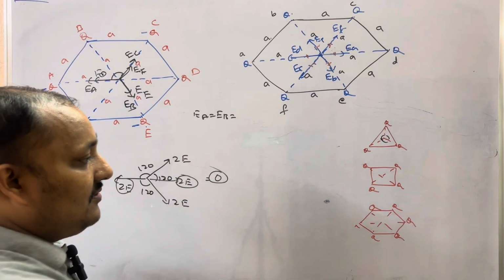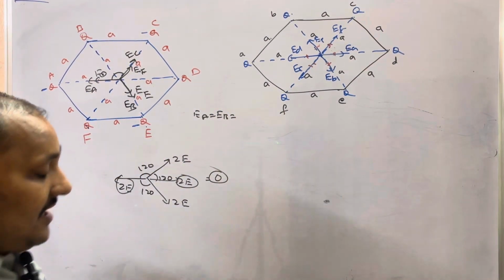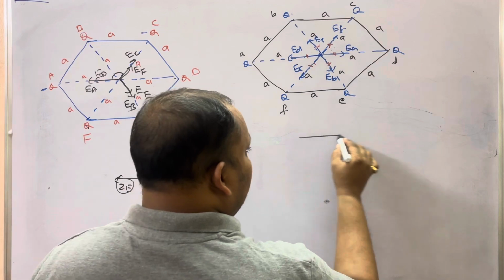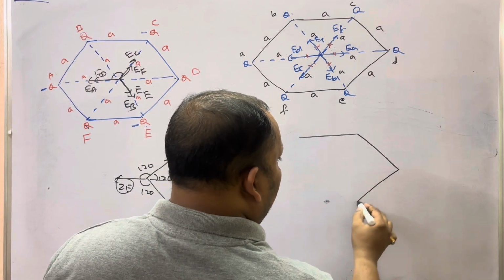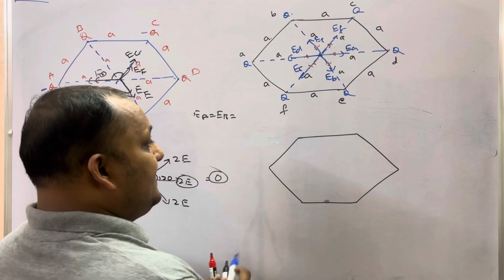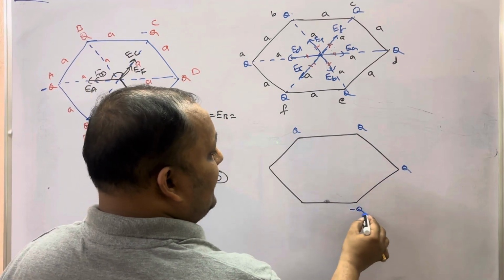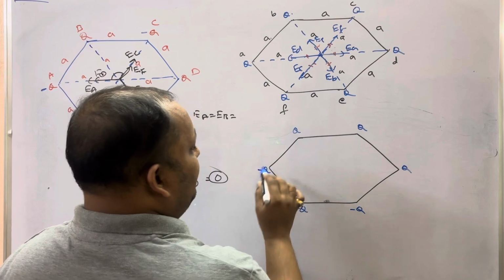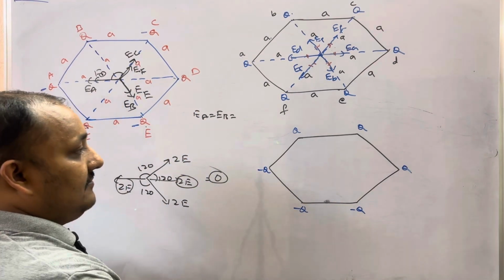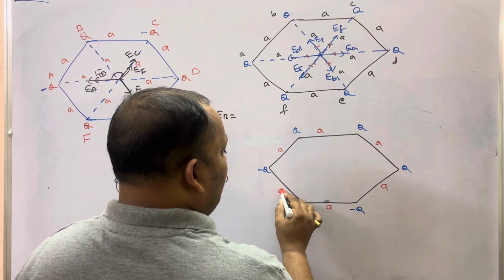So let us assume that on one side, 3 charges are positive, Q, Q, Q, and the other 3 charges are negative. How is our answer? We will see one by one while drawing.